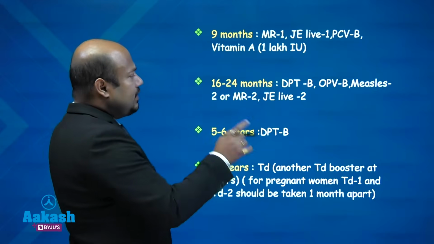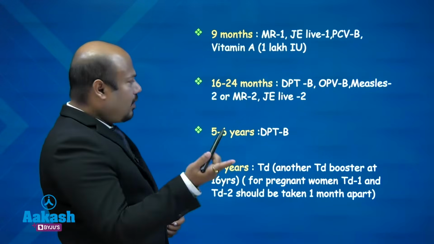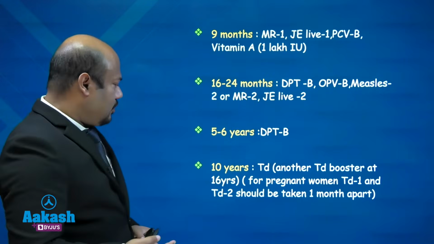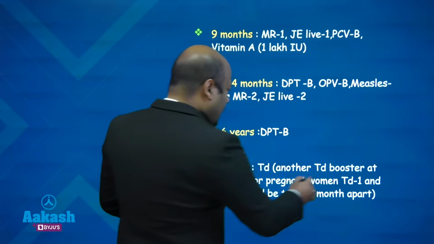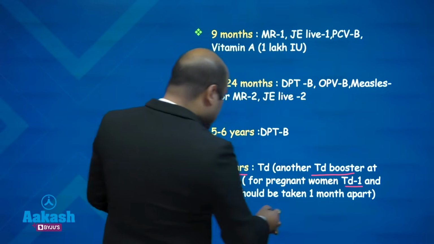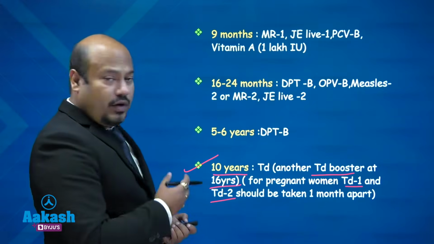At 16 to 24 months you have the DPT booster, the OPV booster, measles 2 or MR2, and JE live 2. At 5 to 6 years there is another DPT booster. So this was the question: at 10 years TD, and another TD booster at 16 years. And for pregnant women, TD1 and TD2 should be given 1 month apart. Okay, moving on to the next question.